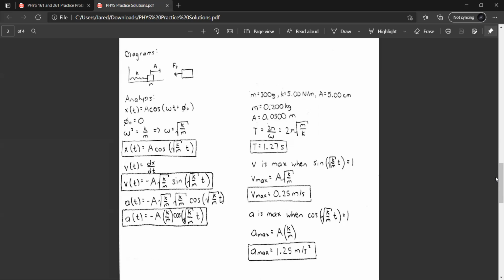And then the same thing is applied to getting the maximum acceleration. This is when the cosine function is equal to 1. So we can take the expression in front and have it be a times k over m. And plugging in our values, we can get the maximum acceleration is equal to 1.25 meters per second squared.